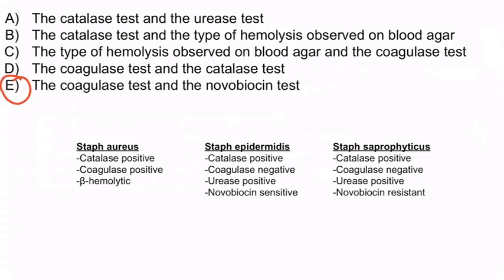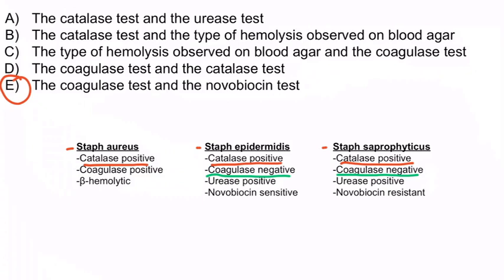Okay, let's discuss why E is the correct answer and why the others are incorrect. Notice that I've included lab details about each of the 3 members of the Staphylococcus genus that you need to be familiar with for step 1. So Staph aureus, Staph epidermidis, and Staph saprophyticus. As you can see, all 3 organisms are catalase positive. However, Staph aureus is coagulase positive, while Staph epidermidis and Staph saprophyticus are coagulase negative.